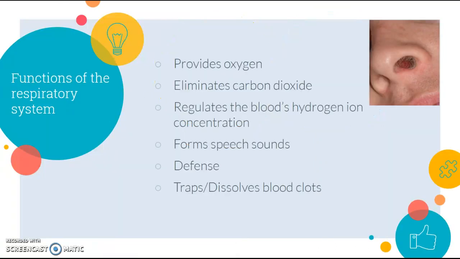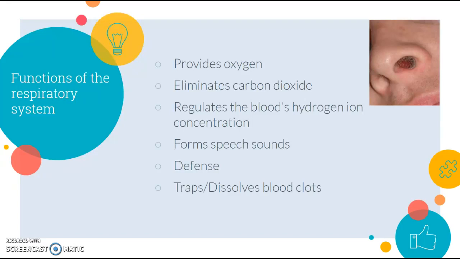Okay, so what are the functions of the respiratory system? First, it's going to provide oxygen, which we talked about we need for cellular respiration. Eliminate carbon dioxide, which is our waste product. Our body does not need that. Regulate the body's and the blood's hydrogen ion concentration. So another way of saying that is the blood's pH. For humans, it's going to help us form speech sounds.